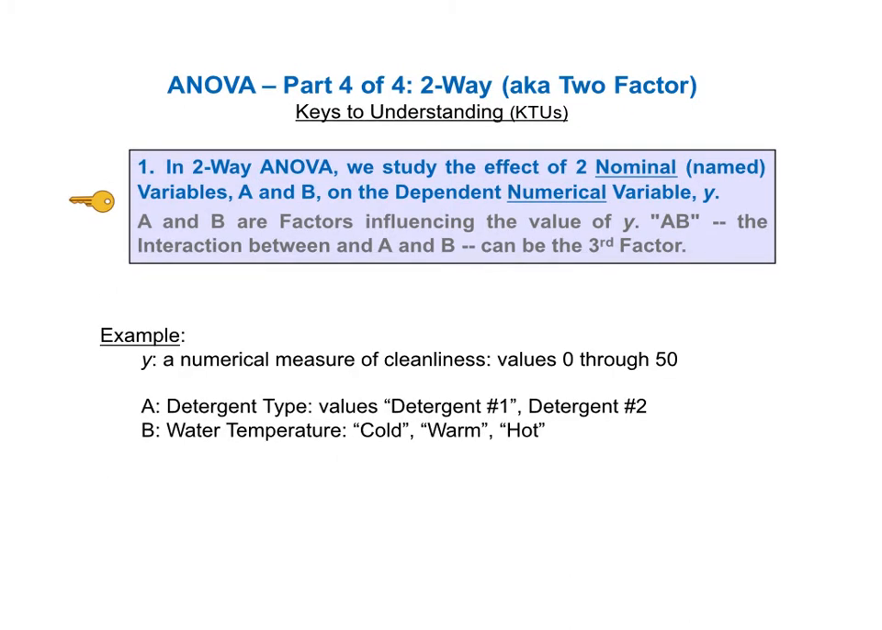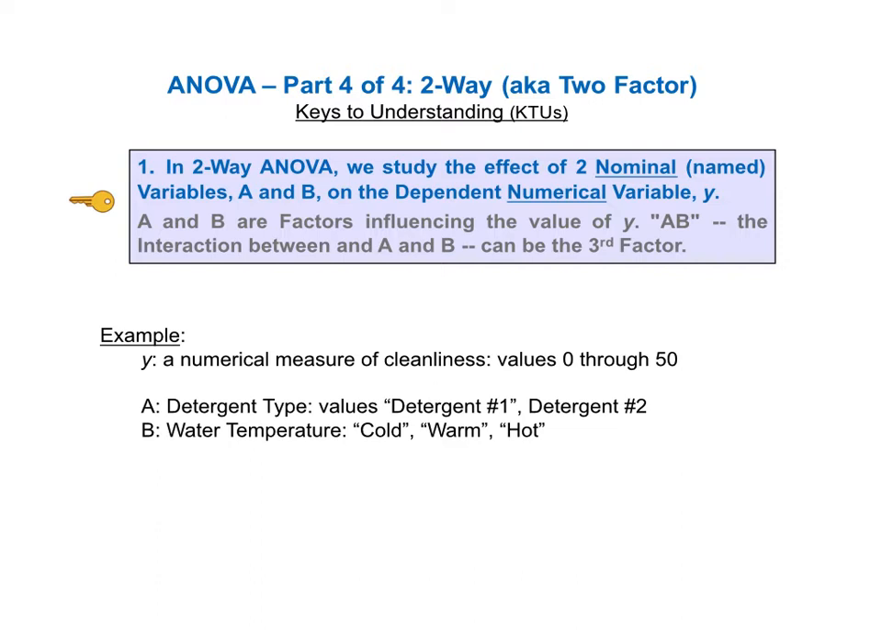For example, let's say we want to compare the cleaning effectiveness of 2 brands of detergent in 3 temperatures of water. The y variable cleanliness is a numerical measure of whiteness of the cloths that have been laundered. In our example, y can take on numerical values between 0 and 50.